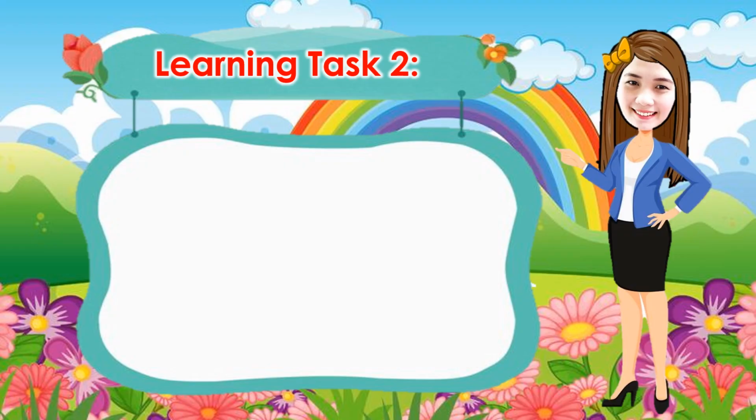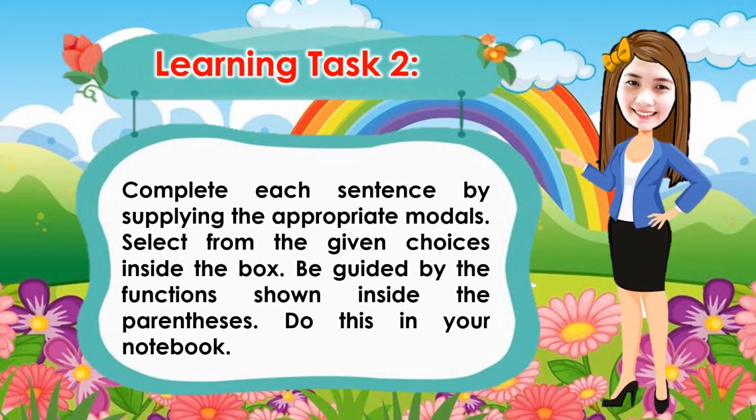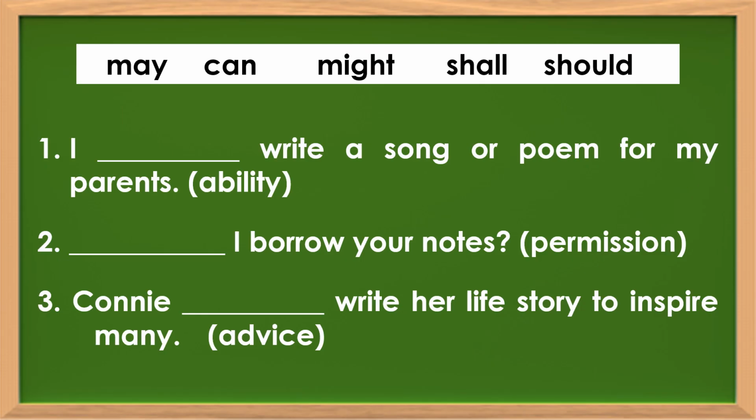Learning Task 2. Complete each sentence by supplying the appropriate modals. Select from the given choices inside the box. Be guided by the functions shown inside the parentheses. Do this in your notebook. Number 1. I blank write a song or poem for my parents. Ability. Number 2. Blank I borrow your notes. Permission. Number 3. Connie blank write her life story to inspire many. Advice.